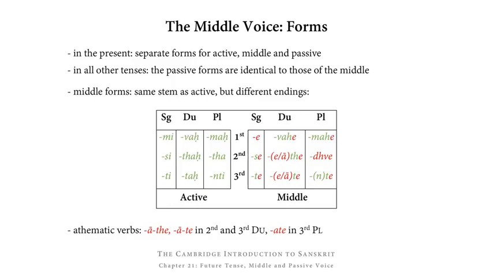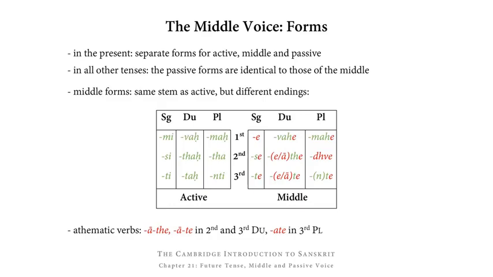Let's just briefly go through them one by one. In the singular, in the active, we have mi, si, ti, and in the middle we have e, se, te. Now, se and te are basically just like si and ti, but with the short i replaced by an e. On the basis of that, we might expect the first singular ending to be me, but no, that's not what it is. Instead, it is e. So, e, se, te. Then, in the dual, as just mentioned, we have not wah, but wahe, so very similar.